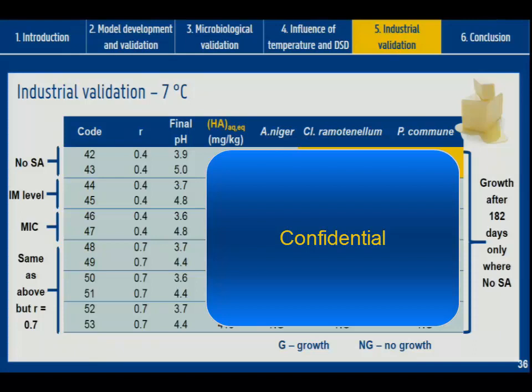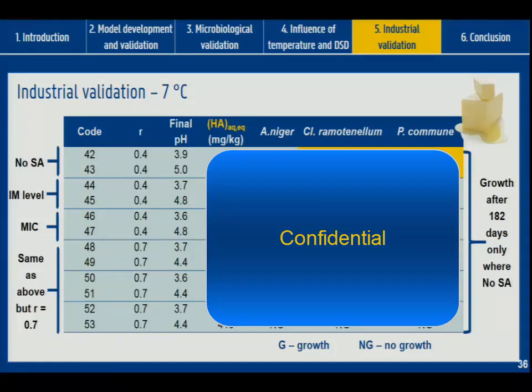So after 182 days at 7 degrees, what did we see? First, we saw that sorbic acid, at both concentrations, inhibited growth of all the microorganisms. So no microorganisms were growing. And from those that were not preserved, so those that had 0 milligrams per kilogram of sorbic acid, Aspergillus niger again didn't grow at 7 degrees.